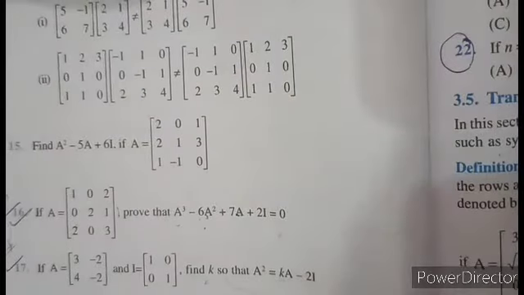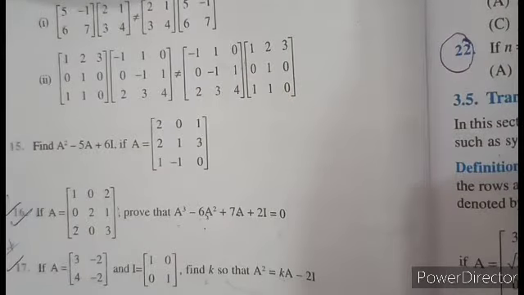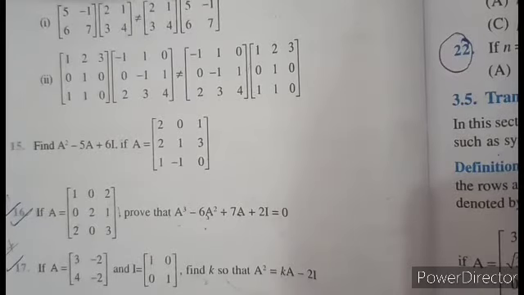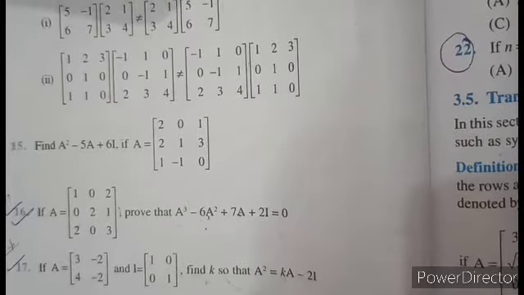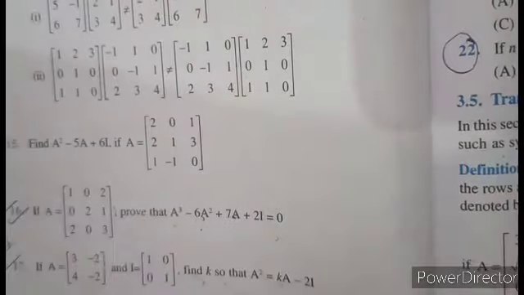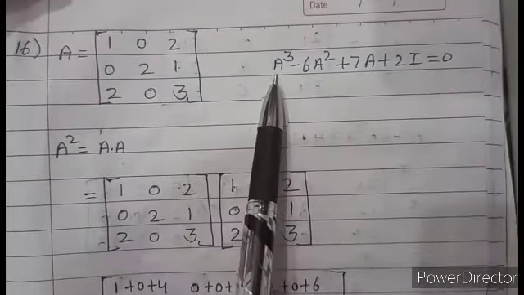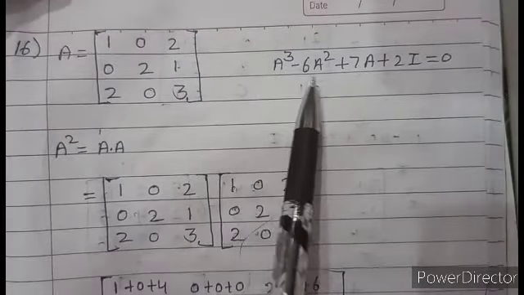Now come to question number 17. We are first of all doing question number 16. In question number 16, matrix A is given to us and we have to prove that A cube minus 6A square plus 7A plus 2I equal to 0. Matrix A is given to us. Now we have to find A cube and A square first of all.